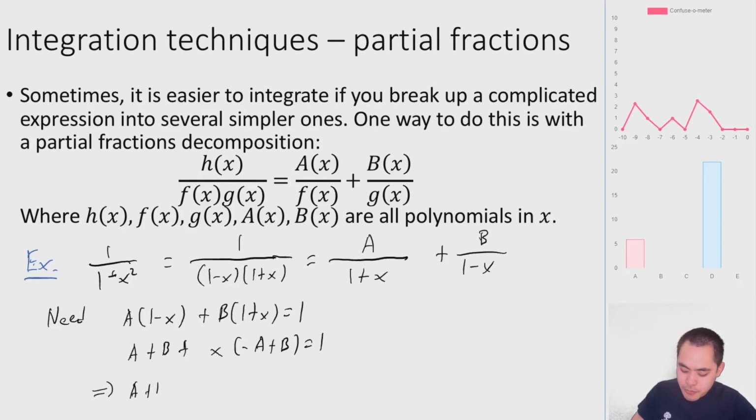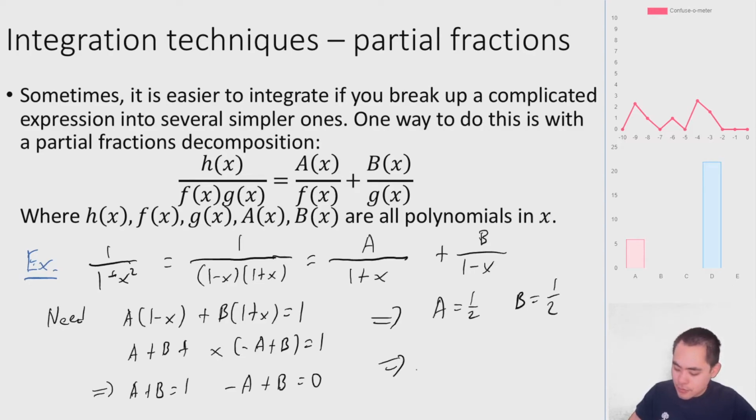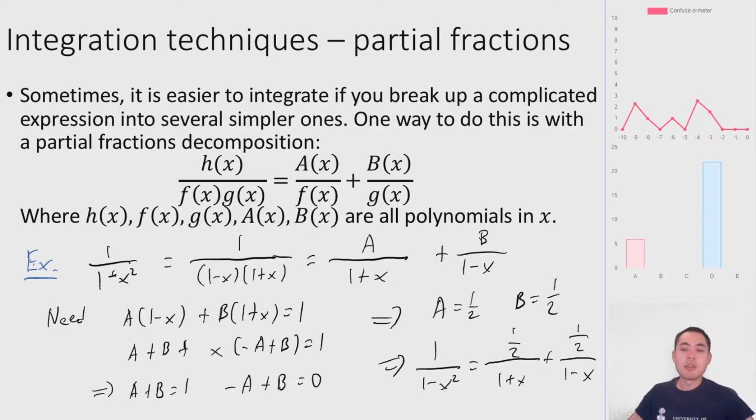So a plus b is equal to 1. And minus a plus b is equal to 0. You solve that system of equations, you get a is equal to 1/2 and b is equal to 1/2, which implies that 1 over 1 minus x squared is equal to 1/2 over 1 plus x plus 1/2 over 1 minus x. Now you might be asking, why is this important?